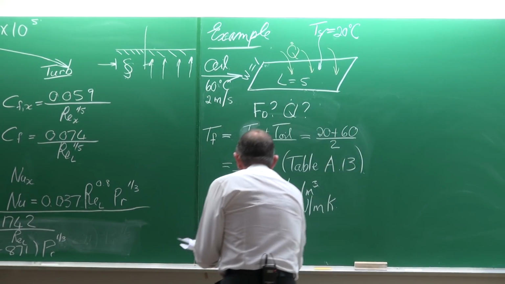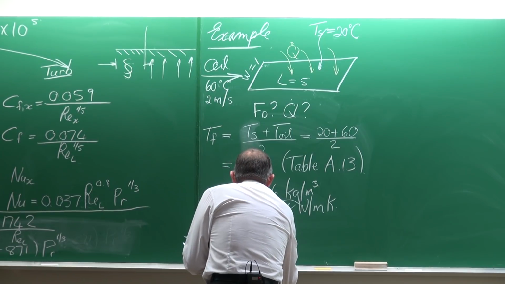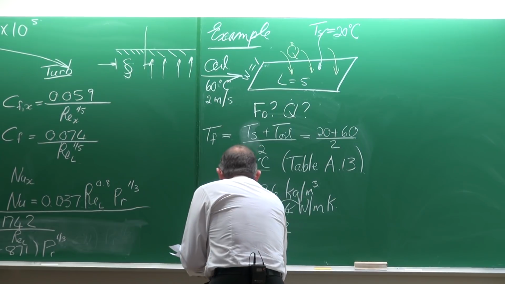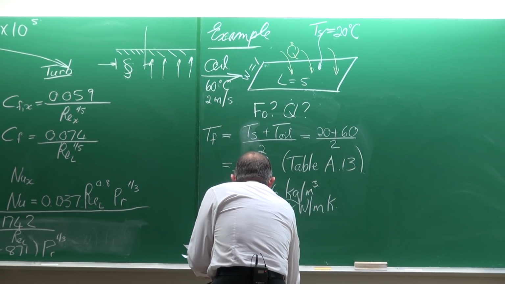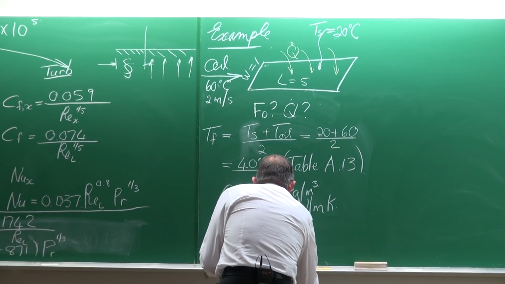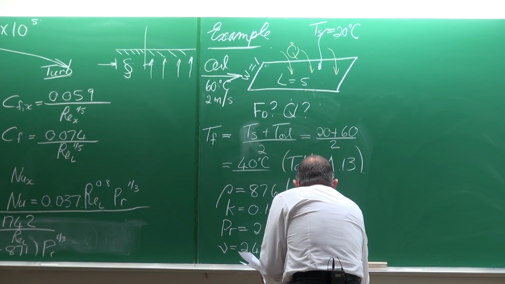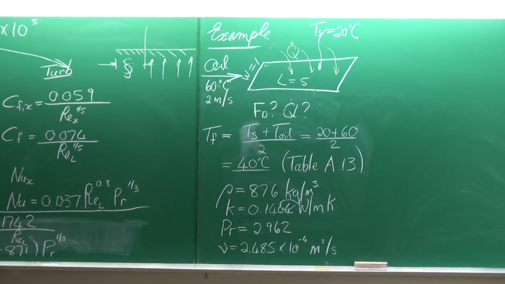That's the K value. The Prandtl number is equal to 2.962, and the kinematic viscosity is equal to 2.485 multiplied by 10 to the minus 4 square meters per second. Do you all agree? Do you get those properties for the oil?